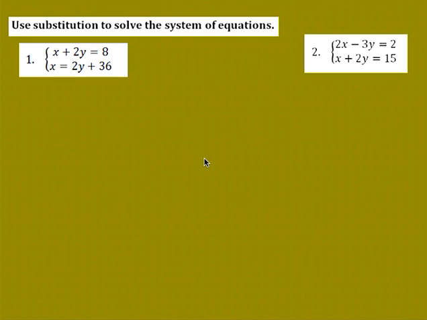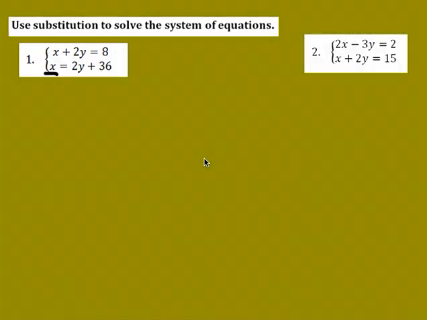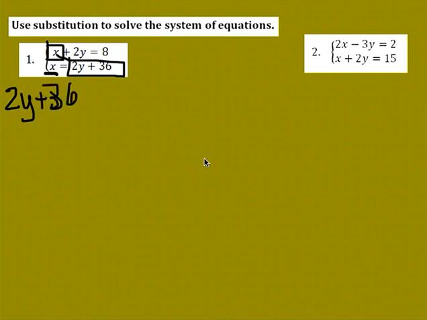Okay, so let's start with this one. Here I see that this is already solved for x, so immediately I can skip to step number 2. Since x is equal to this, I'm going to plug it in where I see x. I'm going to remove that x completely and put 2y plus 36 in instead. The rest of the equation stays the same, plus 2y is equal to 8.